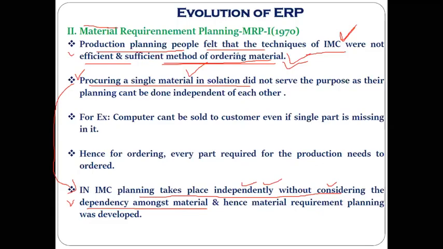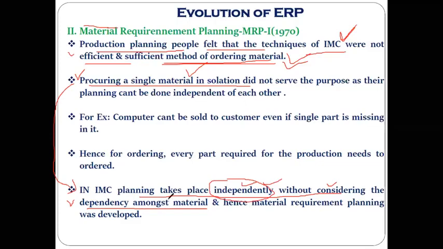Identifying materials, monitoring usage, balance, preparing. In IMC, what is happening? Stock, material store, what material is required, identifying that material, ordering that material. These things are happening, but they are happening independently. That is the main point. Independently means what? Without considering the dependency among the materials. Now, what exactly does it mean?